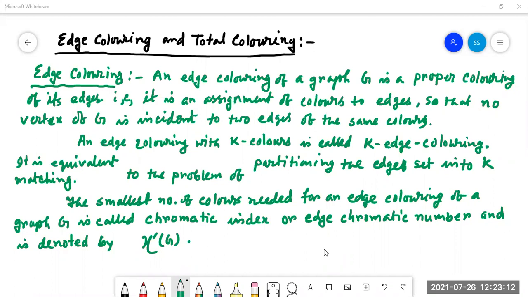Is it clear? For vertex coloring it was chi(G). This is also known as the chromatic number, for vertex coloring. For edge coloring it is chi dash (G). Is it clear?